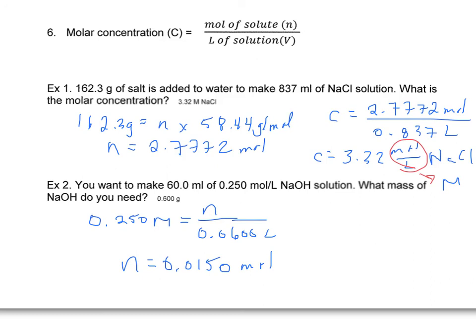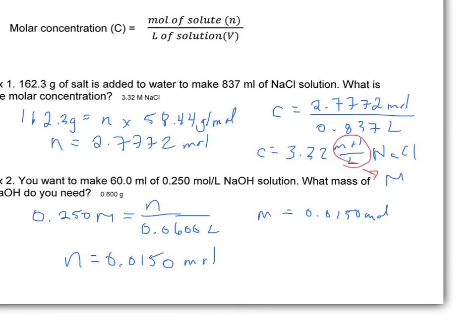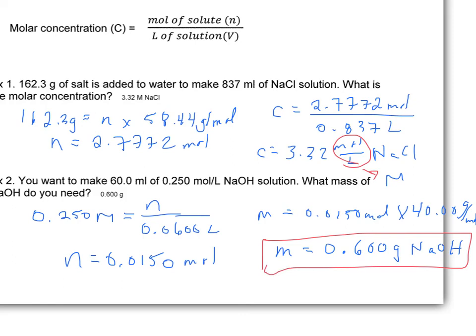The question asks me what mass of NaOH I need. So I'm going to use the equation mass equals moles times molar mass. I need 0.0150 moles, and the molar mass of sodium hydroxide is 40.00 grams per mole. That means I need 0.600 grams of sodium hydroxide solid in order to make my solution. I need to include 3 sig digs in my answer.